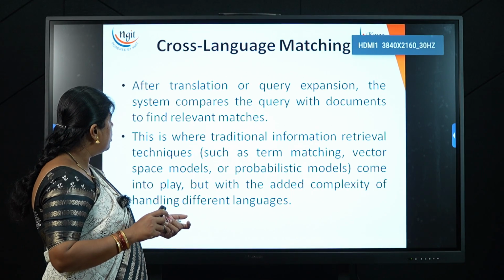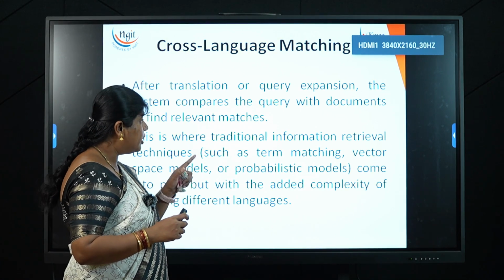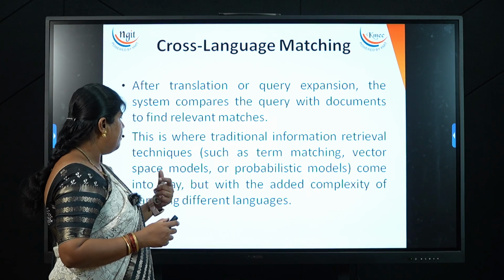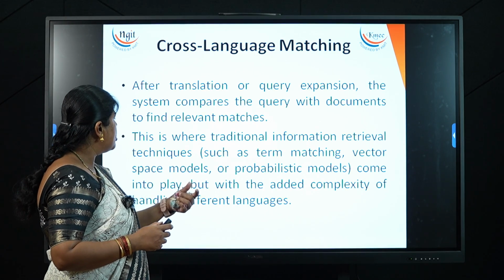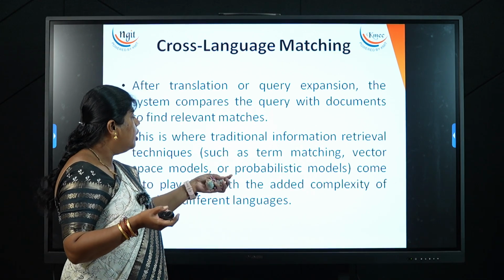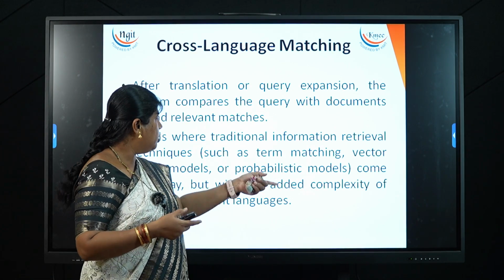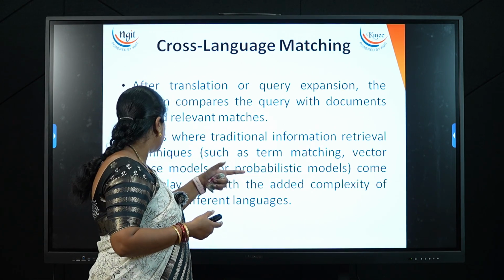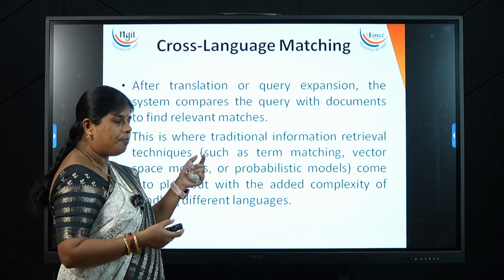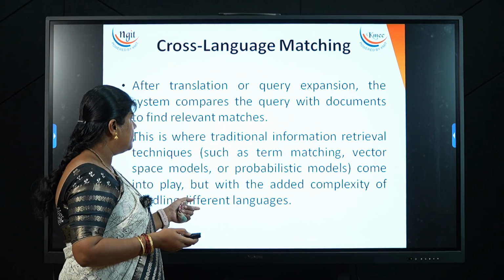Now the next one is cross language matching. What we are doing here, after translation or query expansion, is that the system compares the query with the documents to find the relevant matches. This is where the traditional information retrieval techniques come in, what we have seen in unit 1, in which documents are represented, and in unit 2, how we perform term matching or use the vector space model or probabilistic model, the techniques for searching our data that we have to apply.